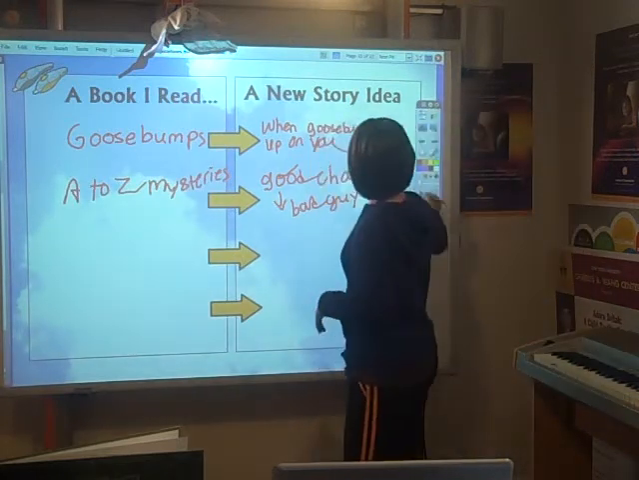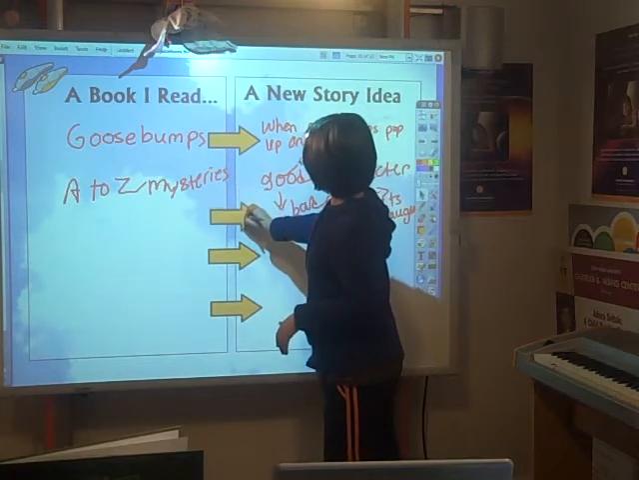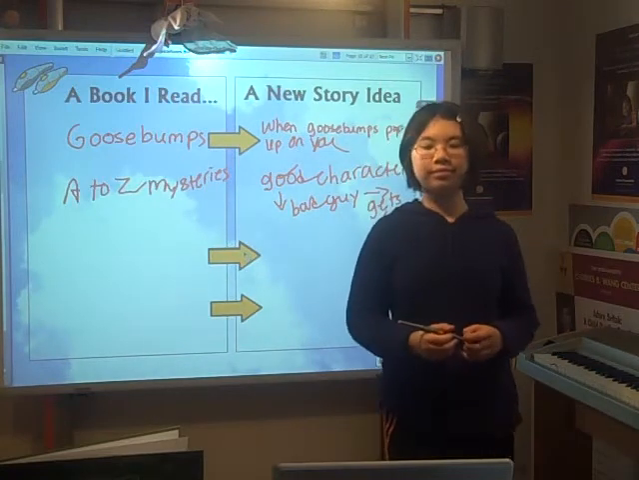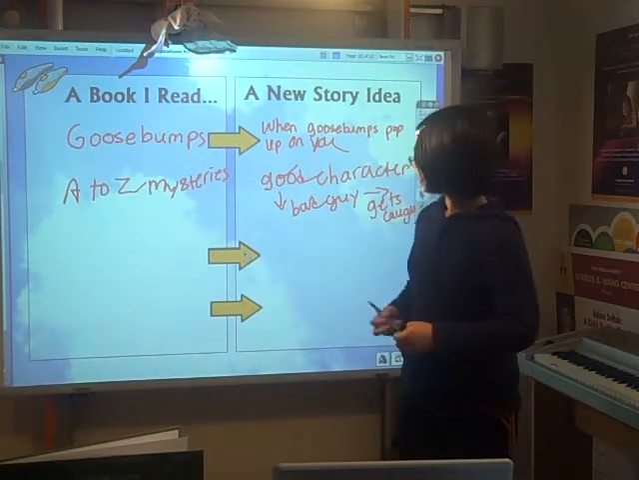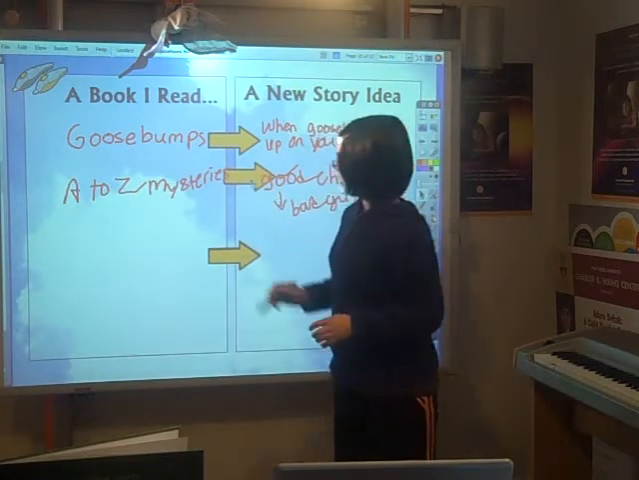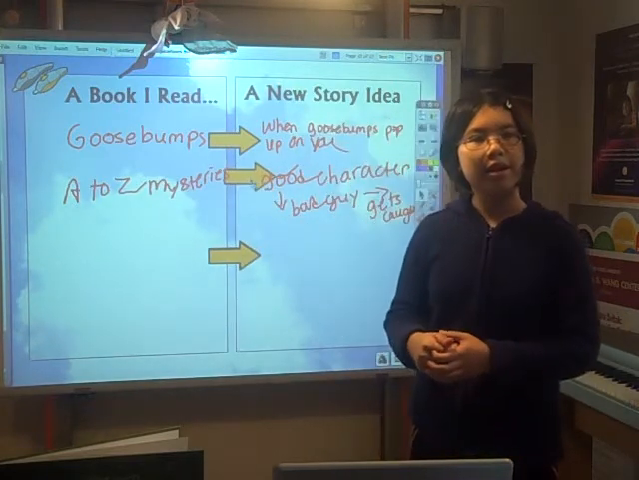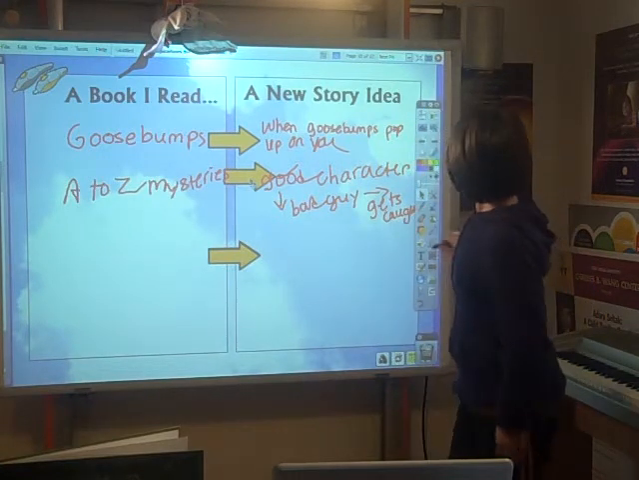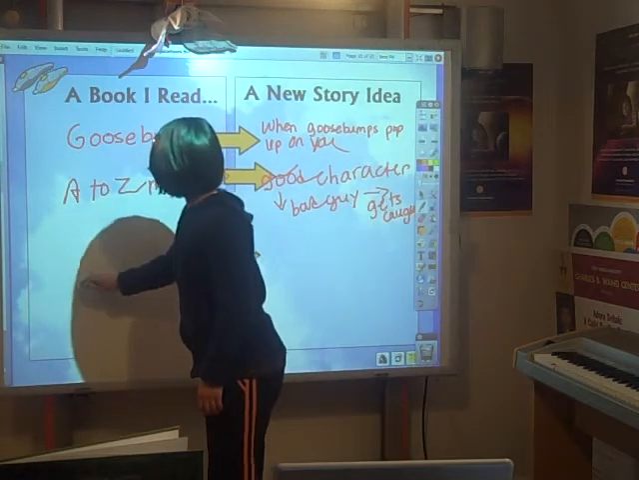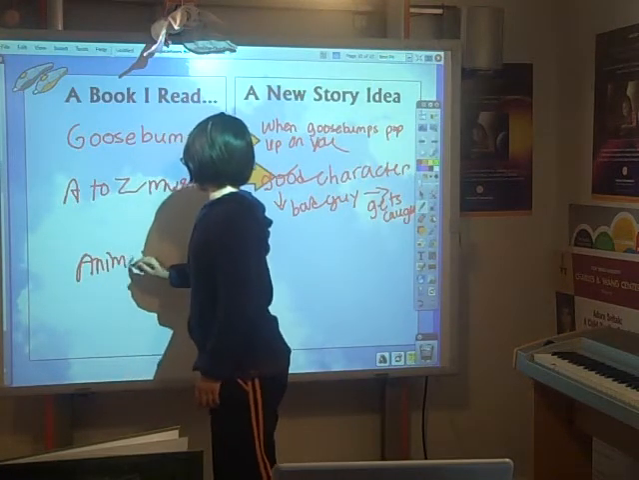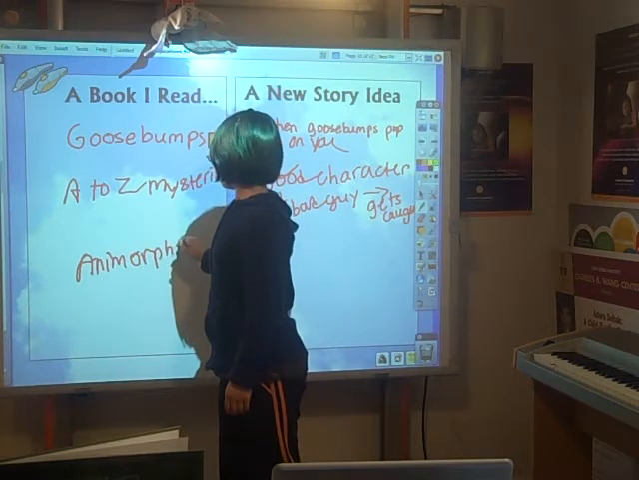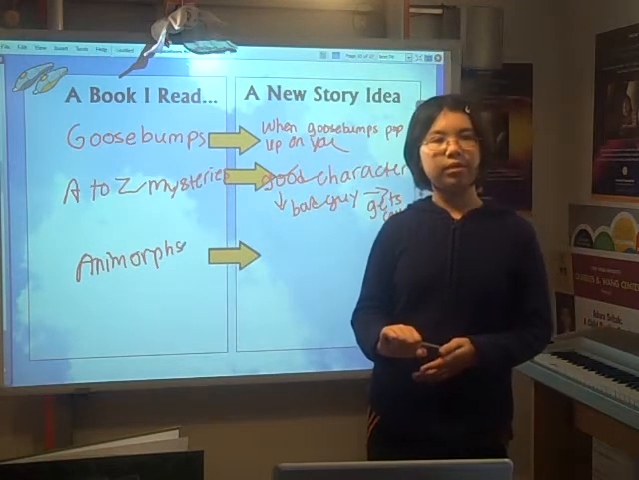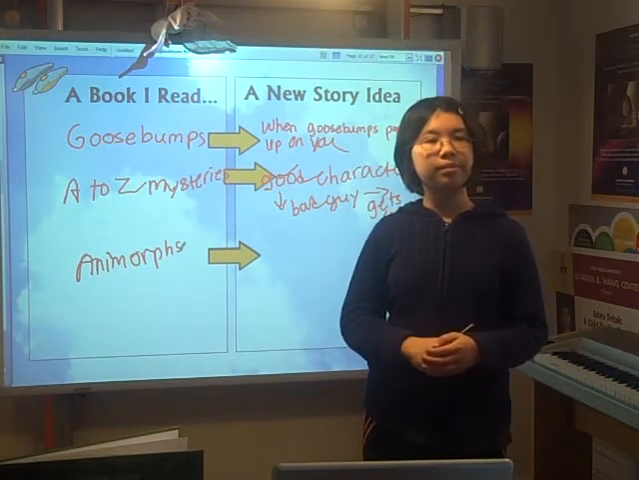All right, what is one more story that you would like to write down? Rachel. Animorphs. I'm sorry. Animorphs. Oh, Animorphs. Okay. So what did you like about Animorphs? What do you like about it, Rachel? When they can shapeshift to animals. The people turn into animals? Okay. Yeah.